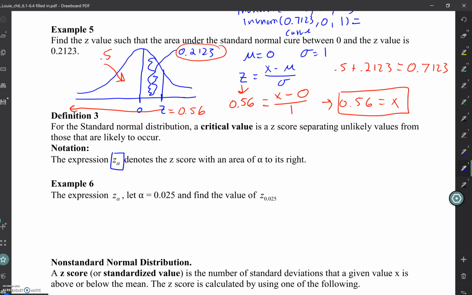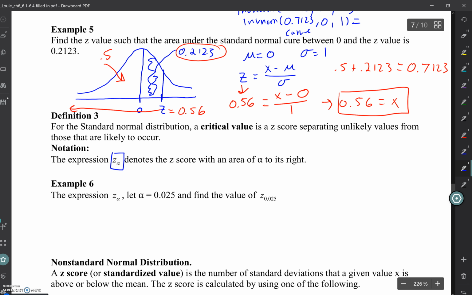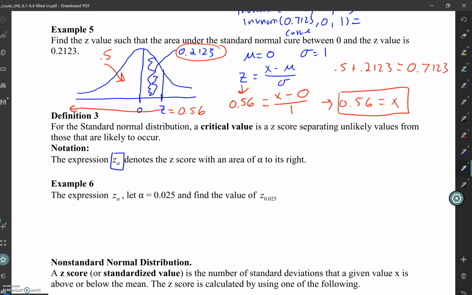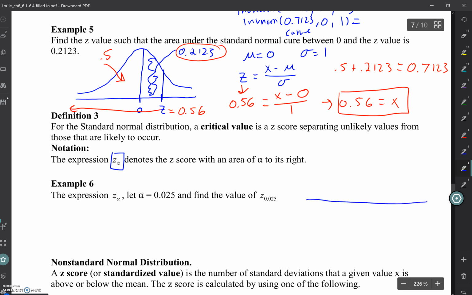To start with, if I want to find z sub alpha, and we're going to let alpha equal 0.025, that means I want to find the z sub 0.025. It's telling me that's the amount in the right tail. So if I look at this, in my right tail is 0.025. And I want to know what's the z that goes along with that.